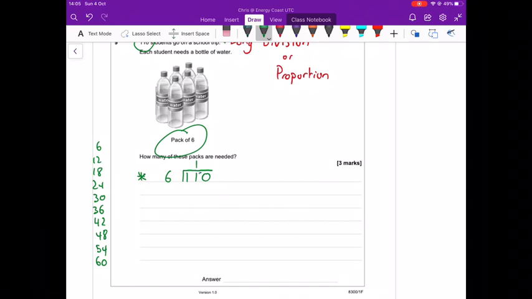Remainder 6, 7, 8, 9, 10, 11. Remainder 5. Okay. How many 6s go into 50? Let's look at my list on the right. 1, 2, 3, 4, 5, 6, 7, 8 of them. Now, we don't always do this, but for this one I will. I'm just going to write remainder 2.